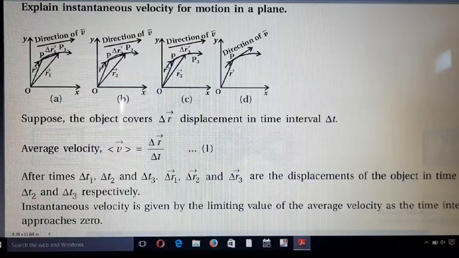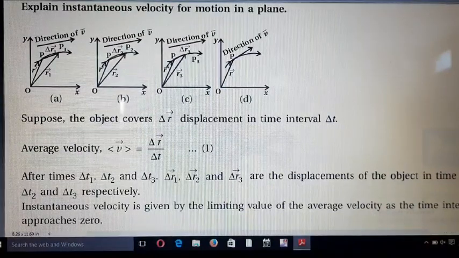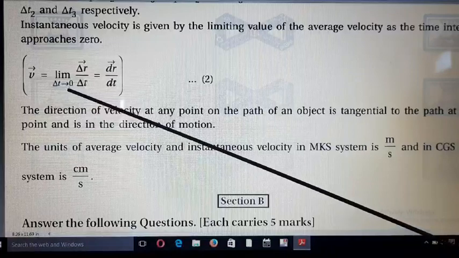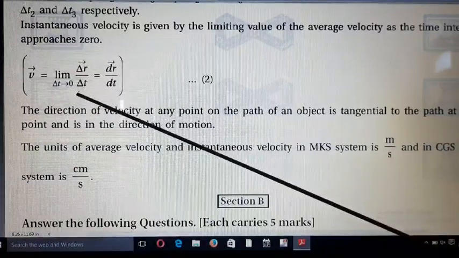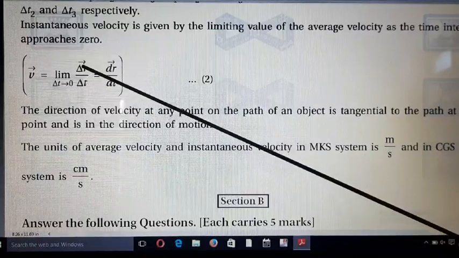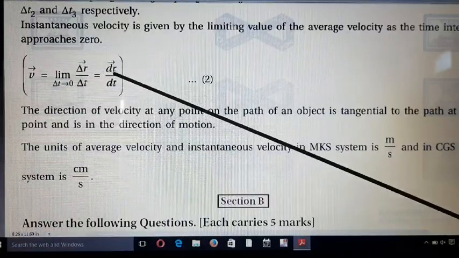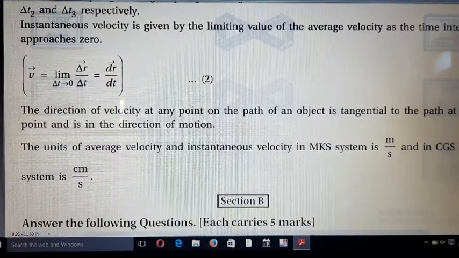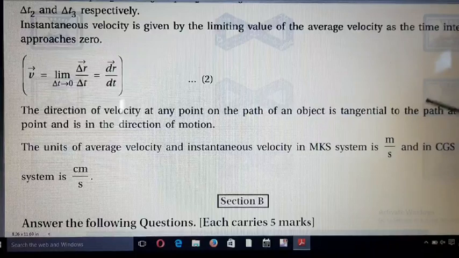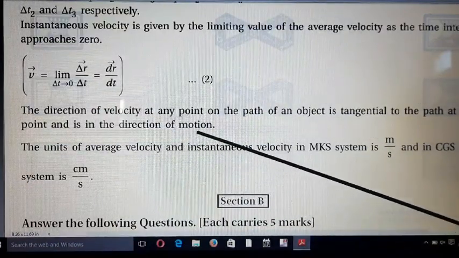Instantaneous velocity is given by the limiting value of average velocity as the time interval approaches 0. Now we take the limit: v is equal to limit delta t tends to 0 of delta r upon delta t. When we remove the limit, we write d instead of delta. So vector v is equal to dr upon dt. The direction of velocity at any point on the path of an object is tangential to the path at that point and is in the direction of motion.